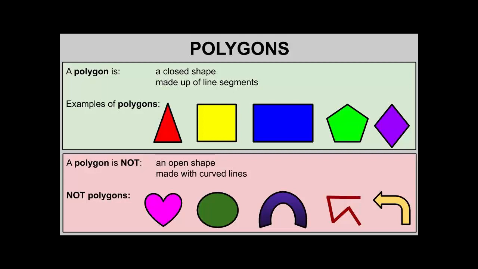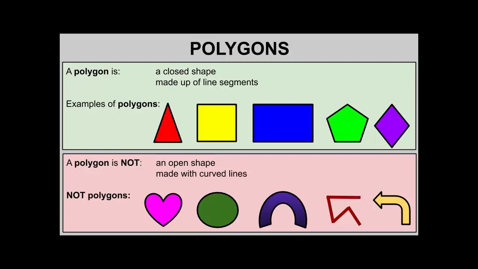A polygon is a closed shape. It's also made up of straight line segments. So a polygon, we can see, is the three-sided triangle, a square. The rectangle is four-sided, it's a quadrilateral. We have a pentagon that is a five-sided polygon, and then a rhombus, which has all equal sides and is a closed figure. A polygon may not be an open shape.